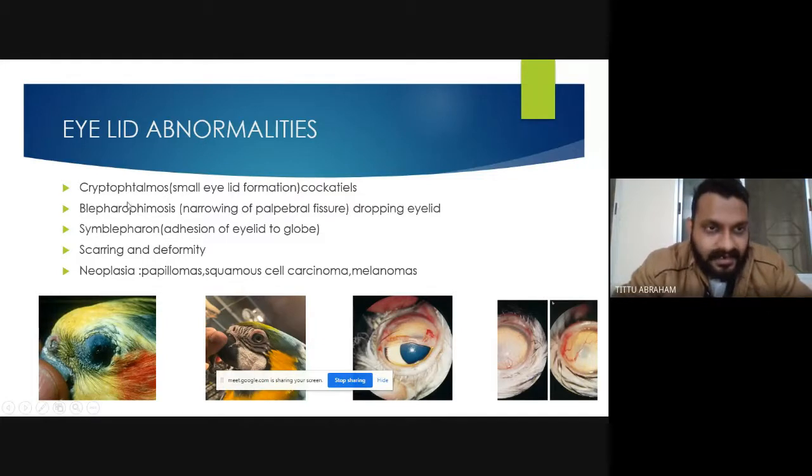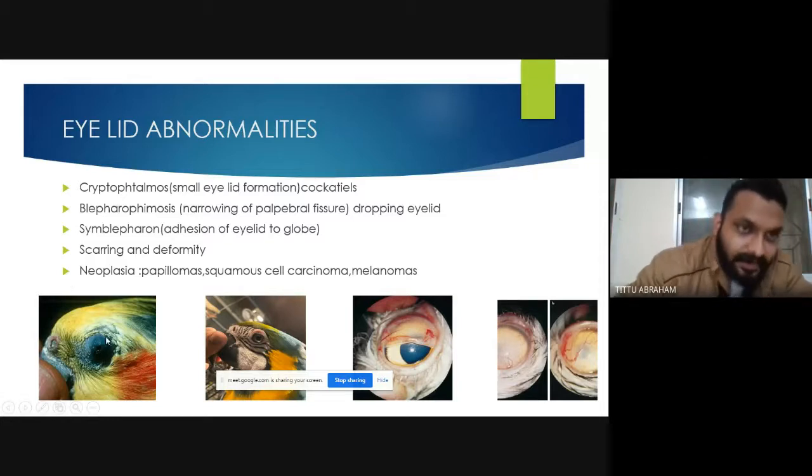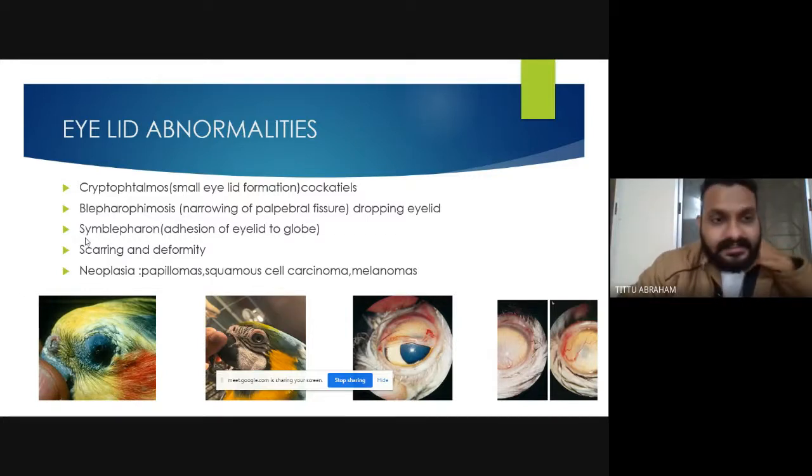These are the abnormal conditions of the eyelid. This is cryptophthalmos, where the formation of the eyelid is not proper, so you can see only a small part of the eye. In this picture of a cockatiel, you can see the eyelid has not been properly formed, leaving a small opening. It's a developmental anomaly. Even surgical intervention is not very fruitful because the wound edges will oppose again and cause fusion again. It is common in African lovebirds and very common in cockatiels.